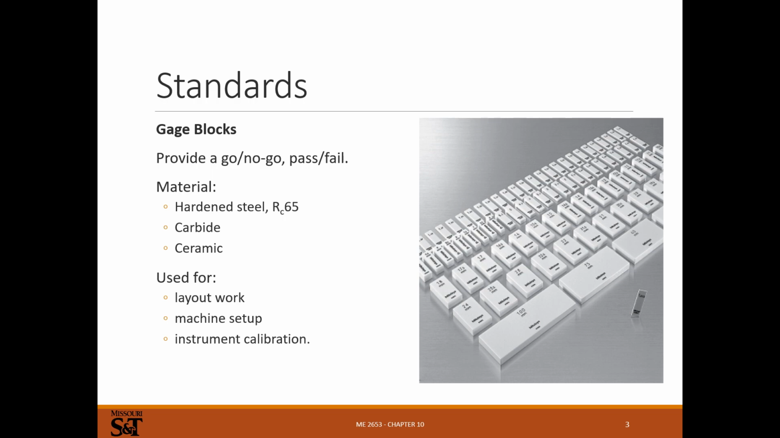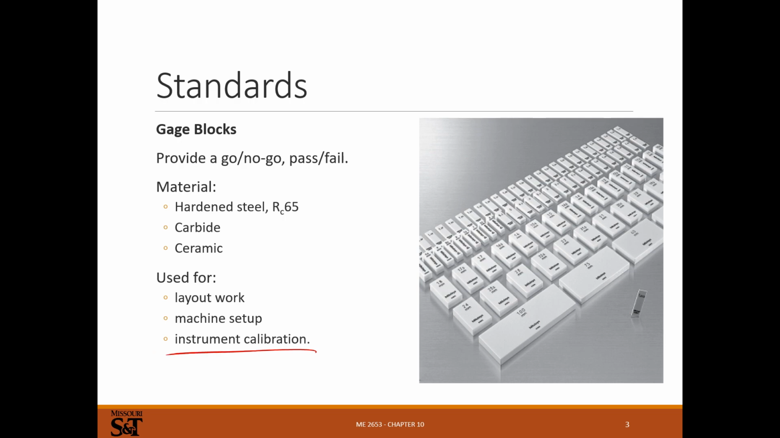Usually these are hardened steel, very hard steel, like Rockwell C65. That's very, very hard steel. You don't really care about the brittleness from it being that hard for a gauge block, unless you drop it, then it's going to shatter. So they're used for different things: laying out things and setting up CNC machines or setting up measurements, and calibrating instruments, that's a very important one.